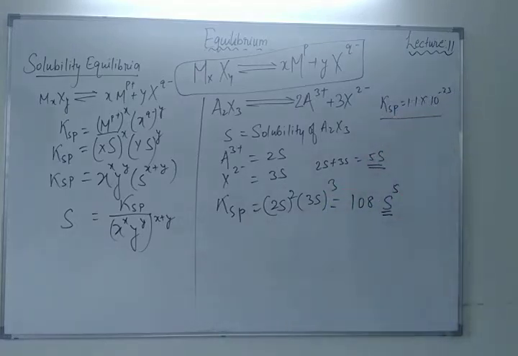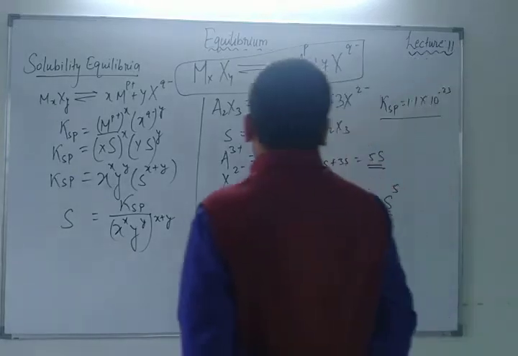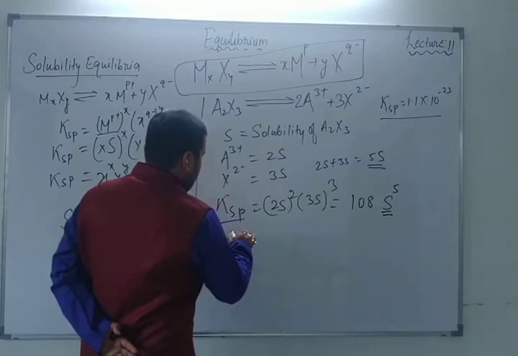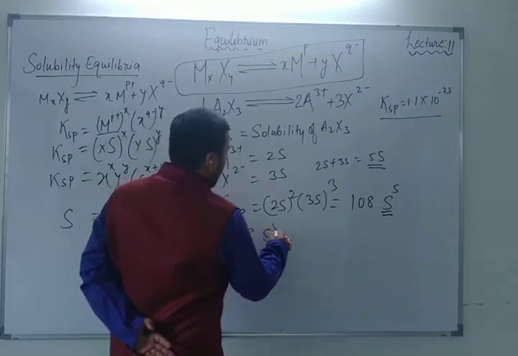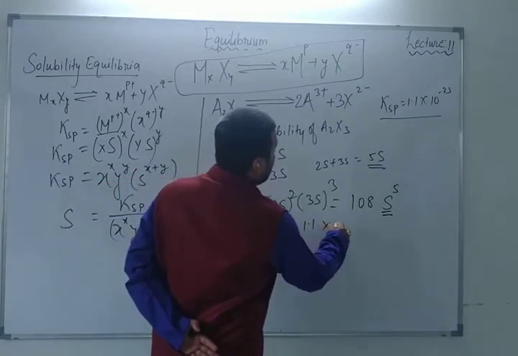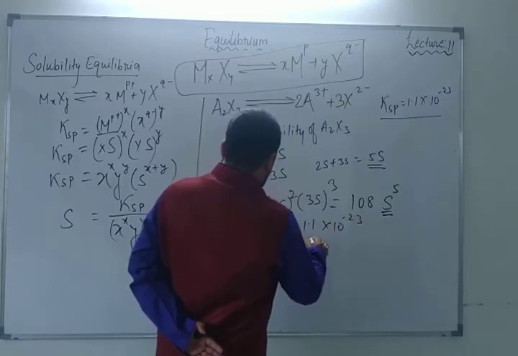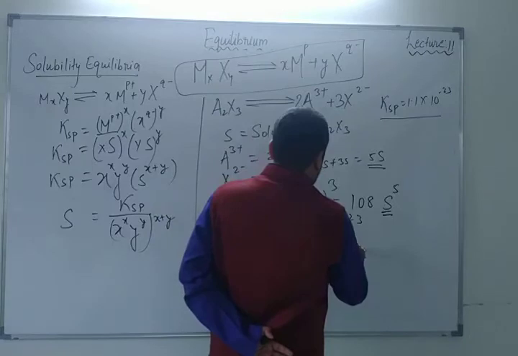So how can you calculate now the value of S to the power 5? It's very easy. I hope you understand that it's very easy. Because KSP value is 108 S to the power 5, which is equal to 1.1 into 10 to the power minus 23. So S to the power 5 is equal to 1.1 into 10 to the power minus 23 upon 108.